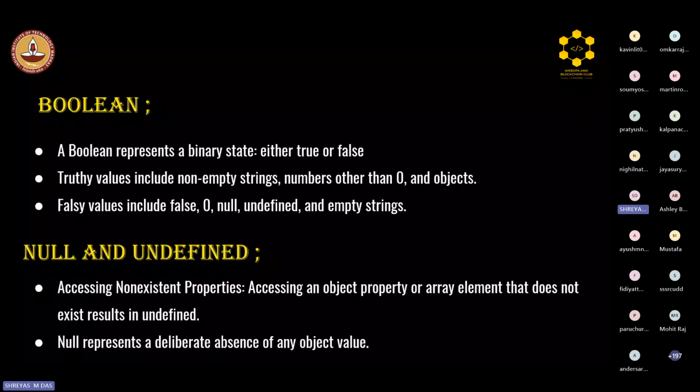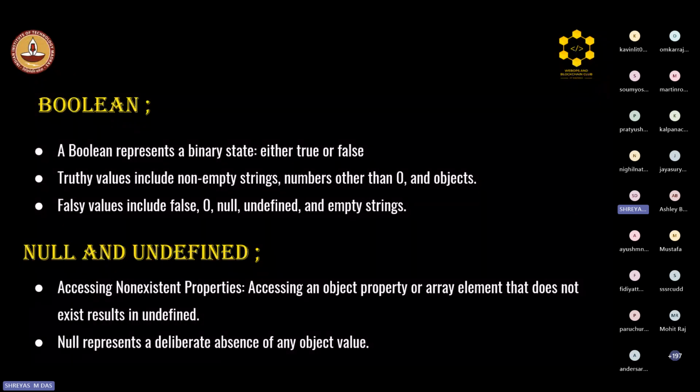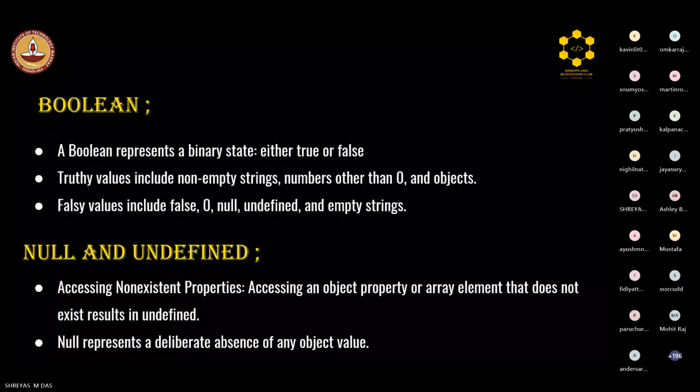So all the non-empty strings will be considered true, all the numbers other than 0 will be considered true, and all objects will be true. The falsy values are 0, null, undefined, and the empty string. And why do we need the boolean here?